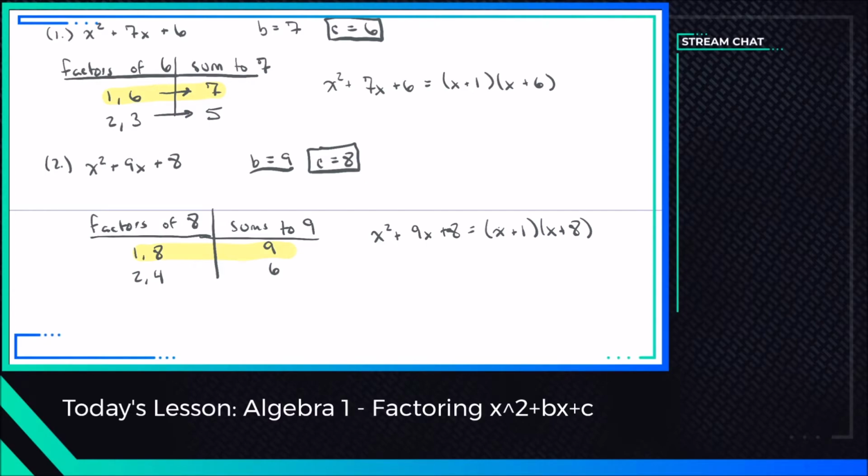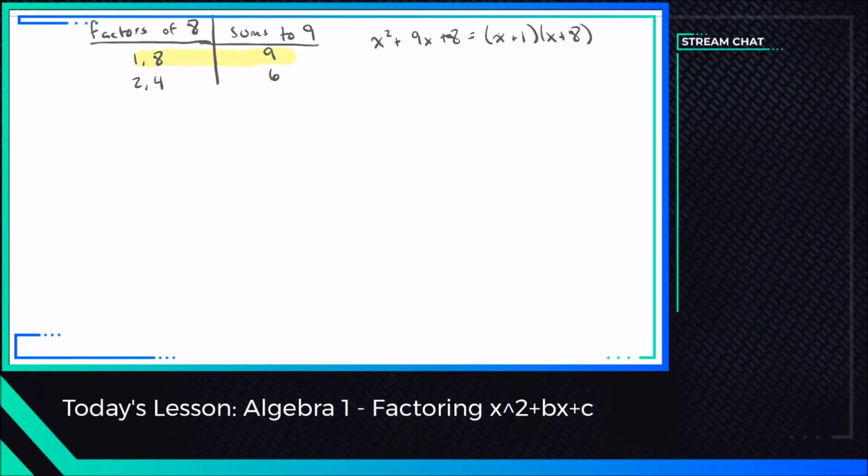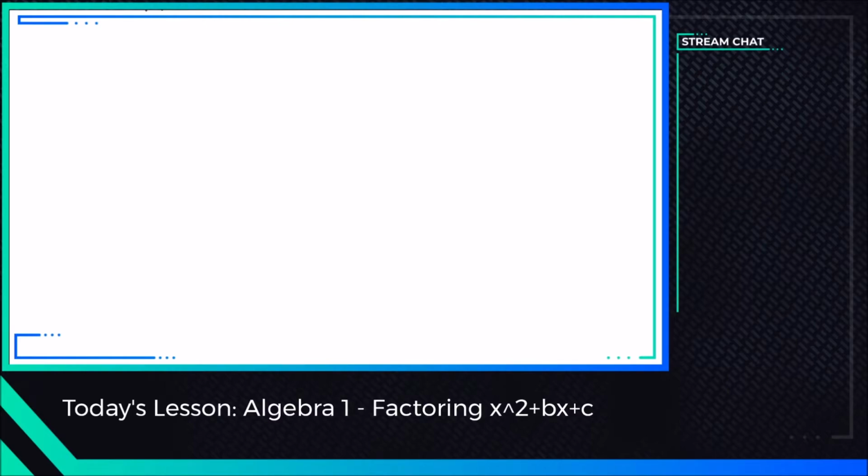So now let's see what happens when we have some negative numbers in the mix. So what happens when we factor and b is negative and c is positive? All right, so let's try to factor something like x squared minus 8x plus 12. And the big key right here is that there's that negative sign right there.